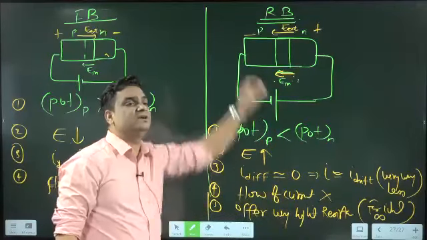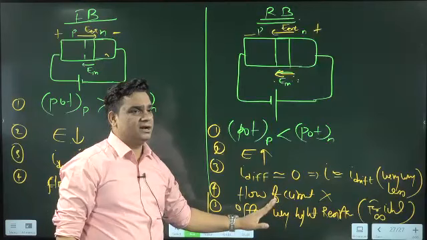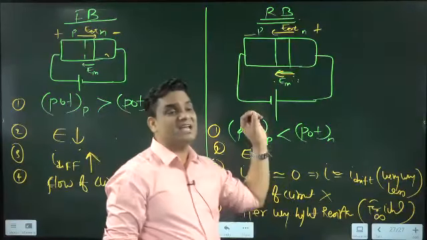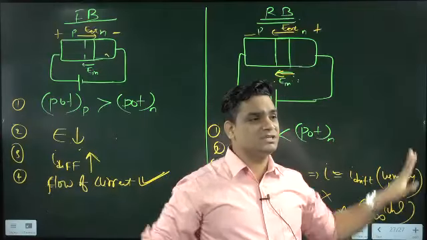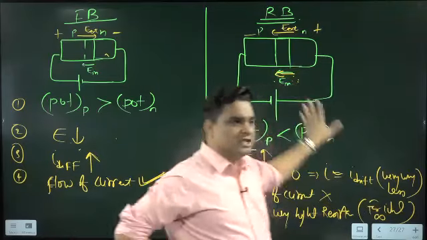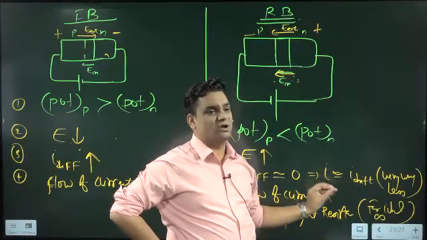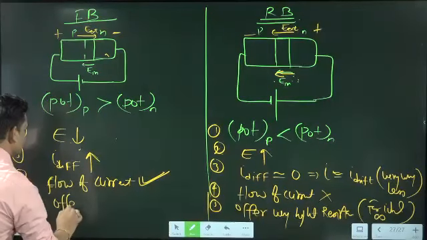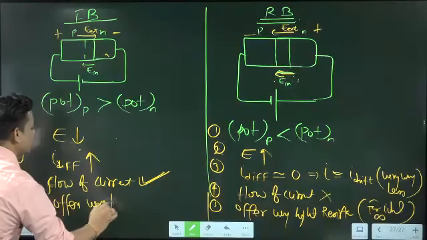Means this circuit, whenever this thing is coming, your RB, we have to remove, because it will be offering very high resistance. Very high resistance means ultimately this will be there or not there. There is no meaning of the current here, because current is almost negligible in this. But here we can write in this one, offers very low resistance.